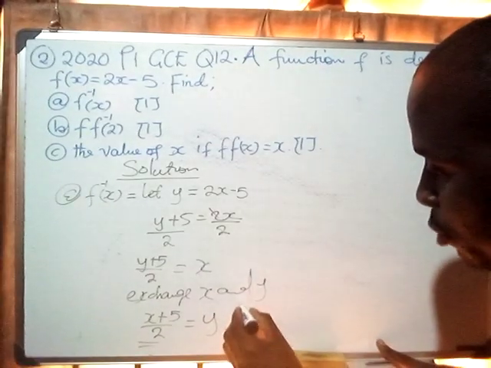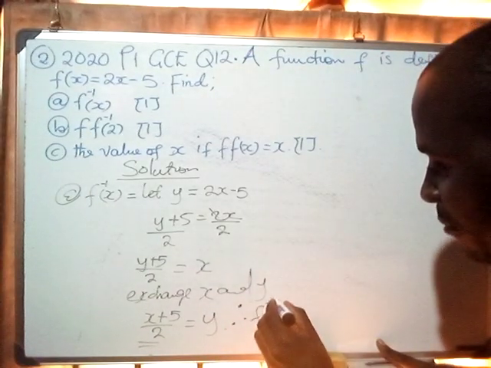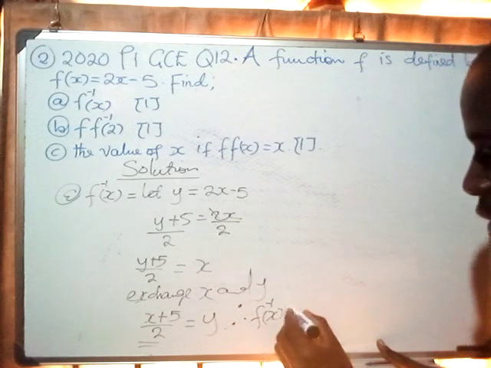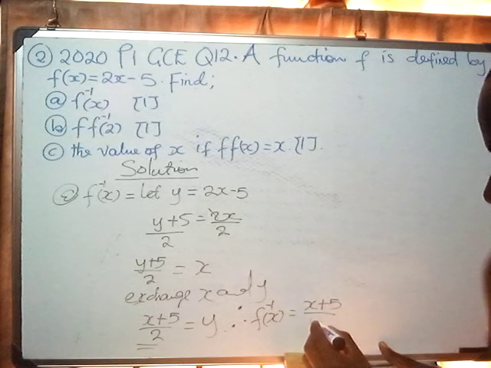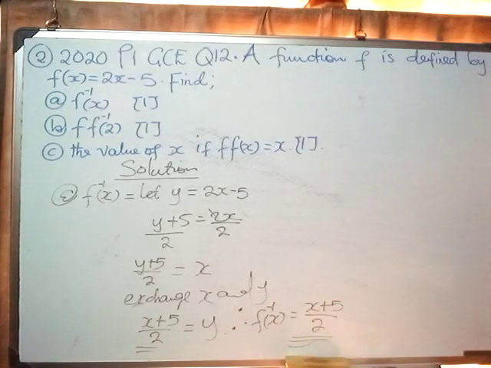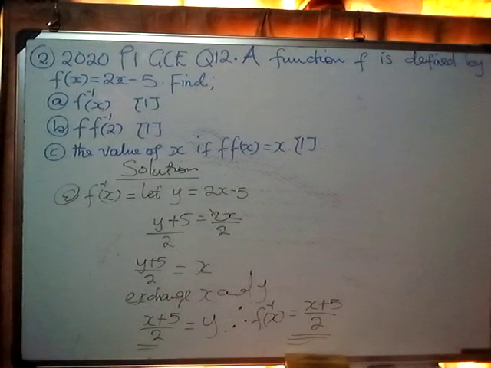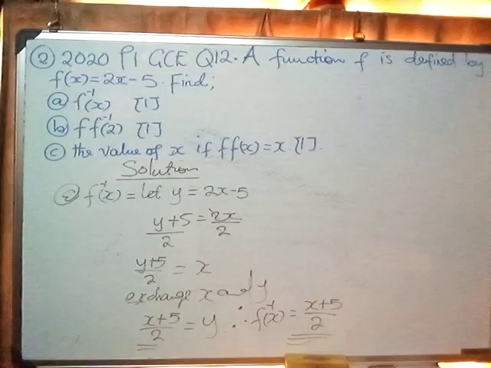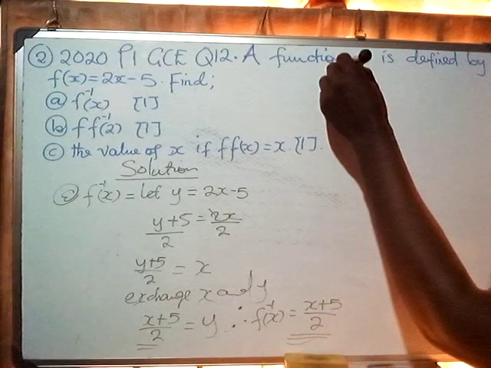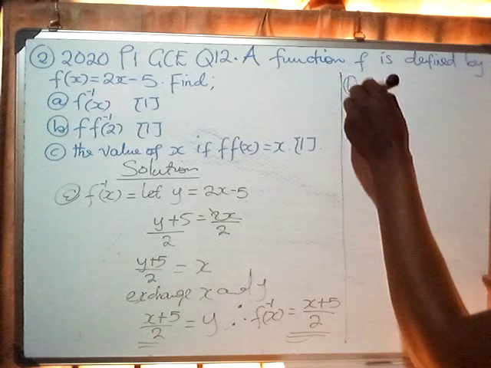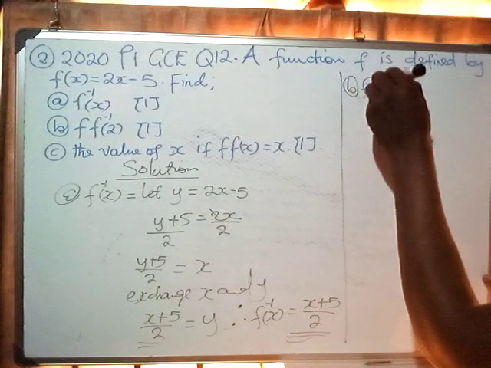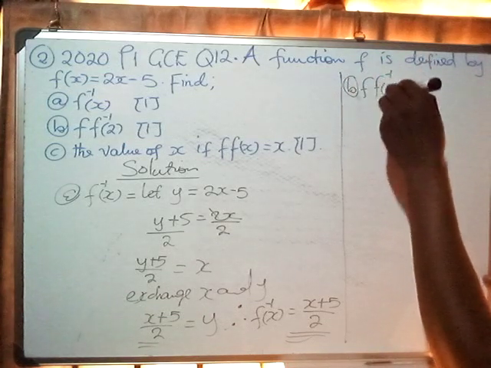Therefore, the f inverse of x is x plus 5 over 2. This is what we have, and this is the answer we have gotten. We go to the next question, which is question number B. Question number B is we are finding the f of f inverse of 2. Then we substitute by 2.